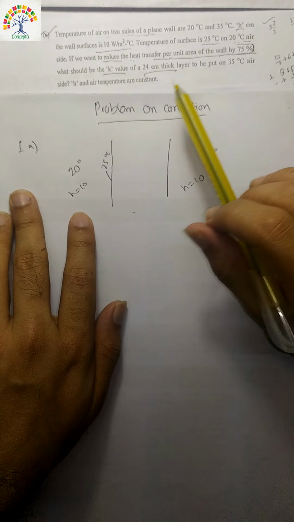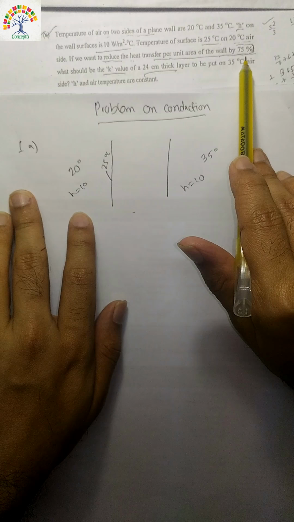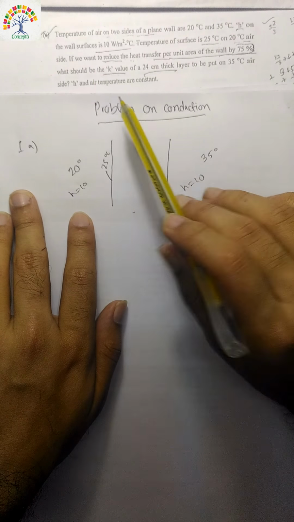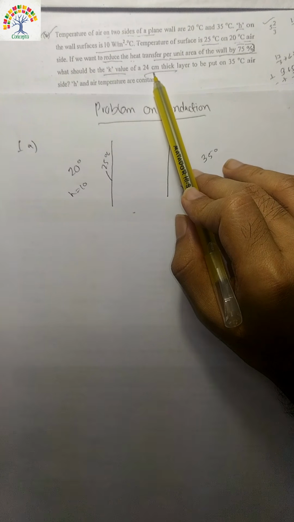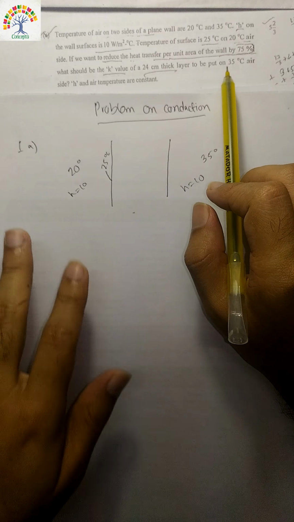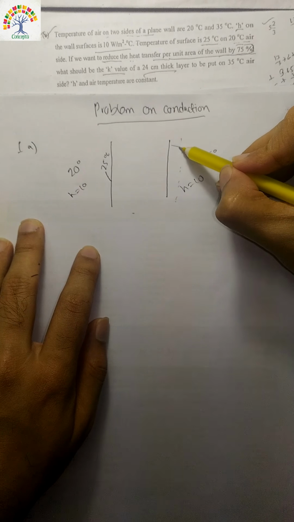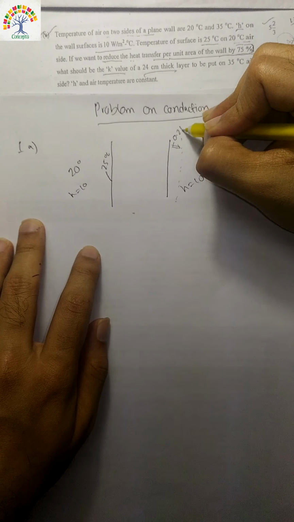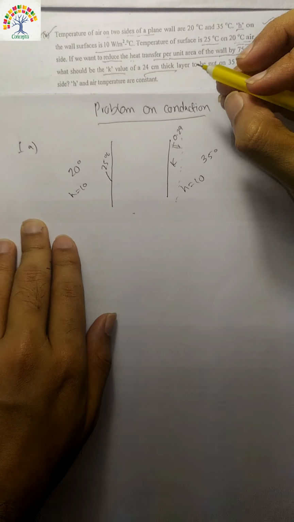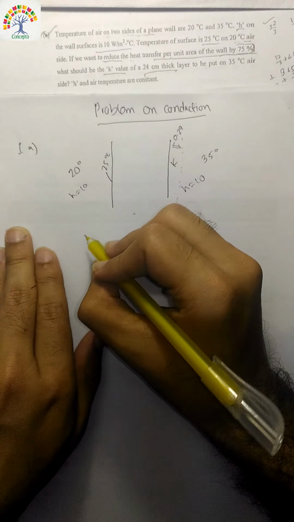And then they said if we want to reduce the heat transfer per unit area by 75%, we should use a layer of thickness 0.24 and conductivity K on this portion. So first of all, let's find out the initial q by A.